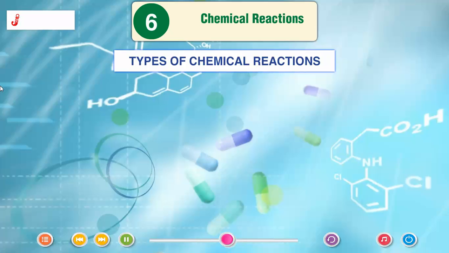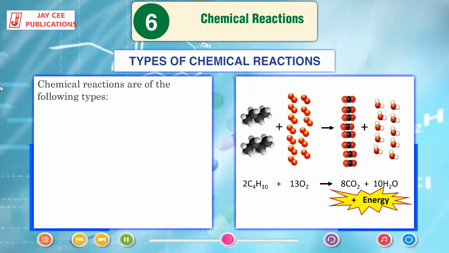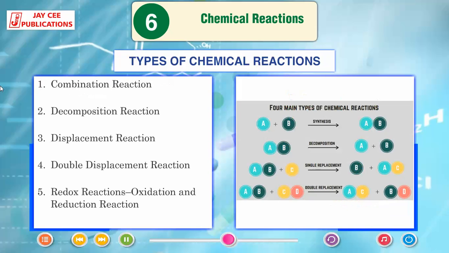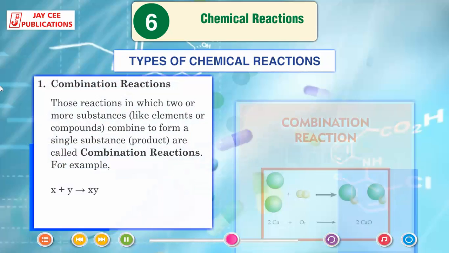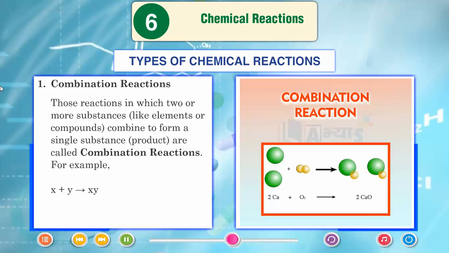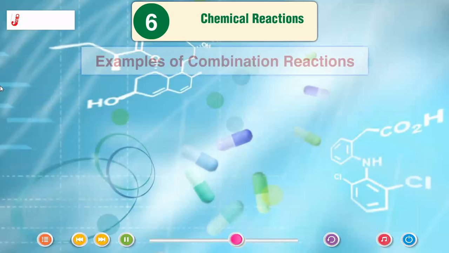Types of chemical reactions. Chemical reactions are of the following types: combination reaction, decomposition reaction, displacement reaction, double displacement reaction, redox reactions, oxidation and reduction reactions. Combination reactions. Those reactions in which two or more substances like elements or compounds combine to form a single substance or product are called combination reactions. For example, X plus Y gives XY.